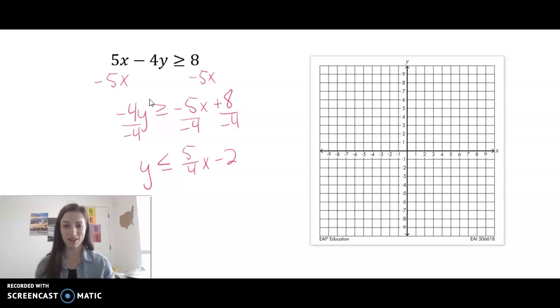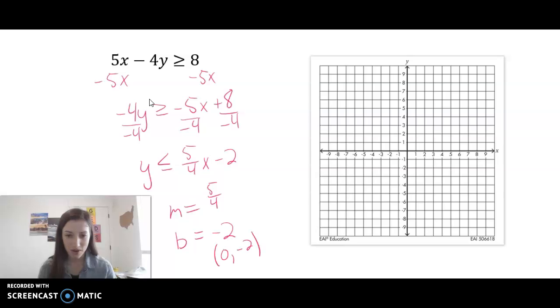All right, to graph this, I'm first going to figure out what my slope is and what my y-intercept is. Remember, m is slope, so my slope is always attached to x, so it's going to be that 5/4. And then my y-intercept is going to be the number out back, so it's going to be negative 2. So that looks like 0, negative 2 as a point. So I'm going to go over to my graph here and go 0, negative 2. So that's my first point.